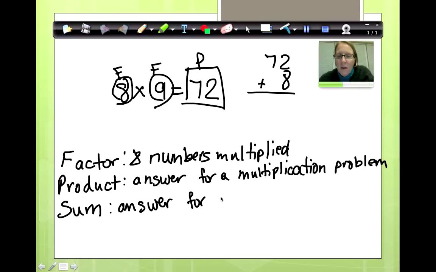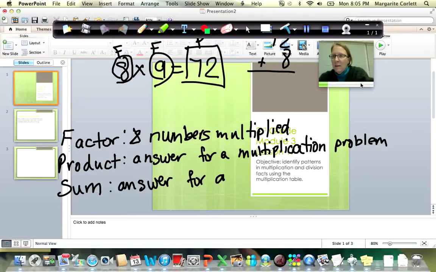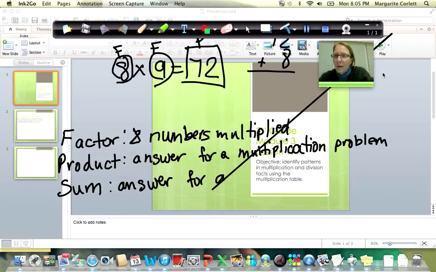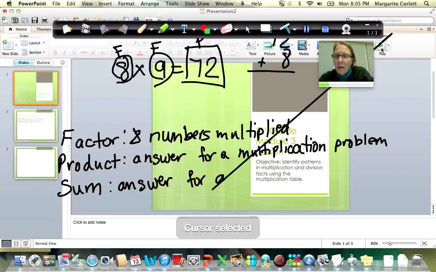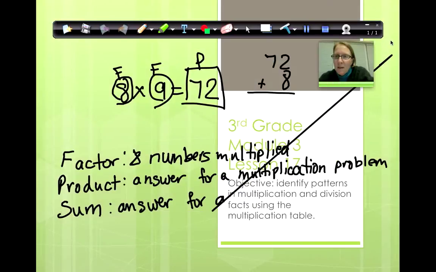Oops. Oh my goodness. Pointer. Push the button on the pencil. That's what happened.